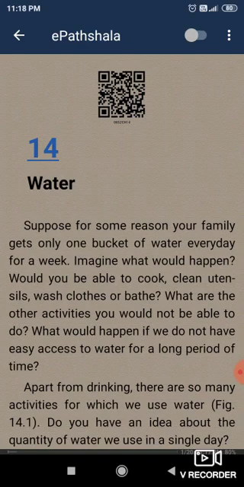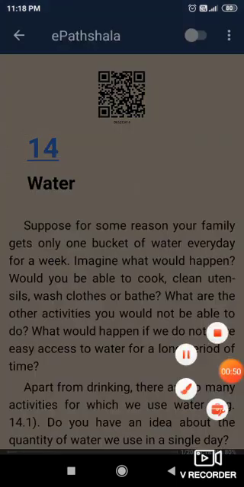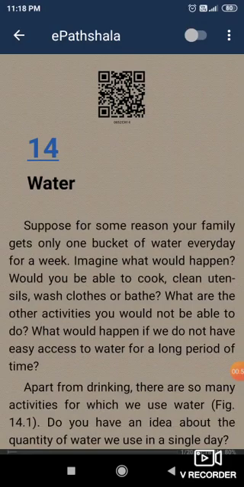Students, suppose for some reason your family gets only one bucket of water every day for a week. Imagine what would happen. Would you be able to cook, clean utensils, wash clothes, or bathe? What are the other activities you would not be able to do? What would happen if we do not have easy access to water for a long period of time?